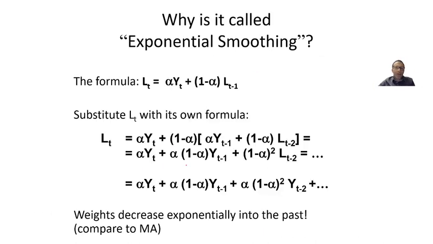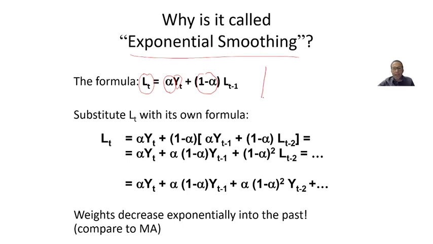So why is it called exponential smoothing? We have here that the formula for the level, the average that we are going to use in this technique, is a coefficient alpha, which is between 0 and 1, times the observation y_t, plus 1 minus alpha, which, if alpha is between 0 and 1, is the remainder of alpha, times L_{t-1}.